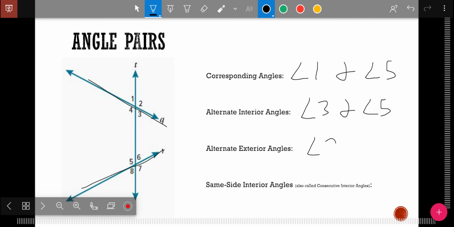Alternate exterior. Let's start with angle 2. Angle 2 is alternate exterior with what angle? Angle 8. And then angle 3 and angle 6 are same side interior. Now, obviously, there's more than one option there. You could have said 4 and 8 for corresponding. You could have said 4 and 6 for alternate interior. You could have said 1 and 7 for alternate exterior. You could have said 4 and 5 for same side interior. And I skipped 2 of the correspondings in just those ones.